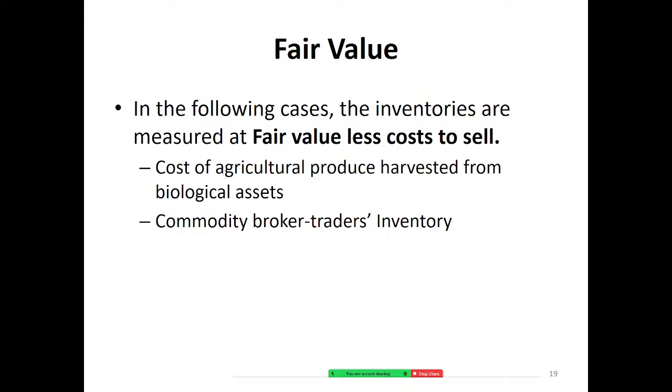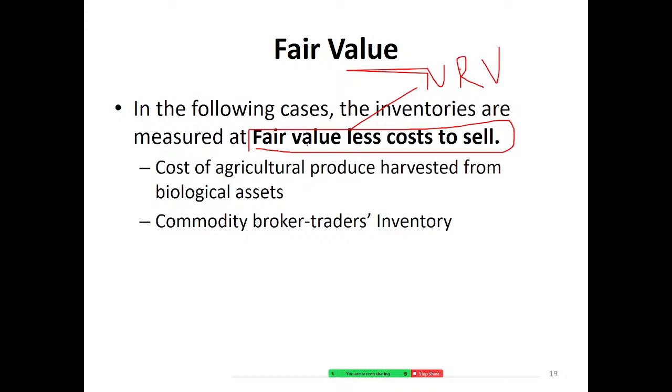Fair value. In the following cases, the inventories are measured at fair value less cost to sell. In other terms, what do we name it? It's kind of NRV, isn't it? Market price minus cost to sell. So we call it NRV.